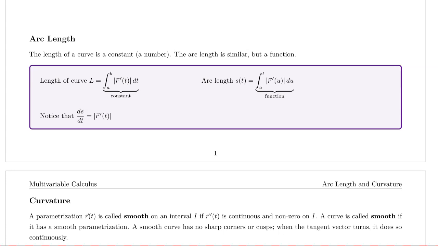Just as a reminder, the length of a curve is a constant, or just a number. The arc length is similar, but a function. Those are defined there in this purple box. One is a constant and one is a function. Let's move on to talking about curvature.